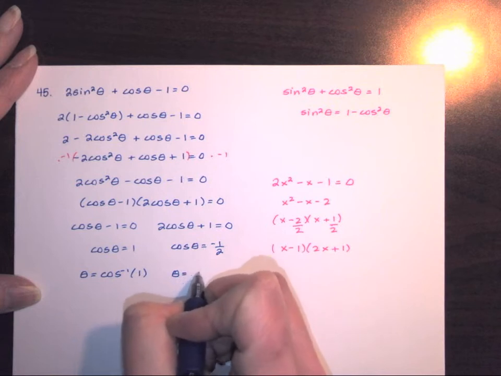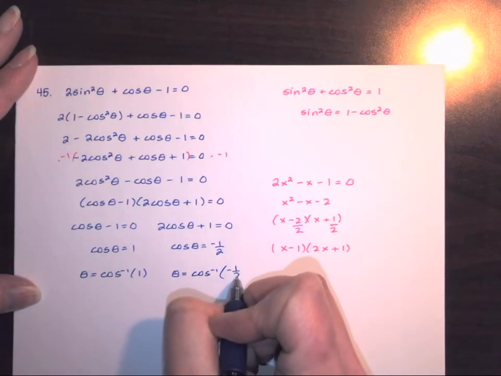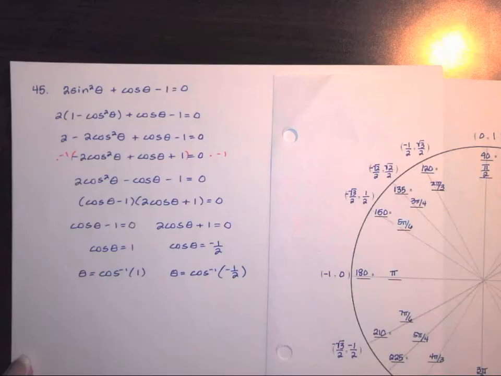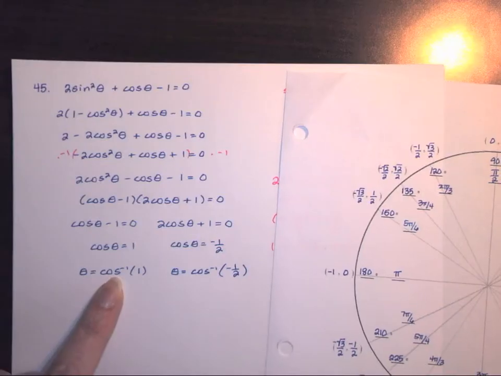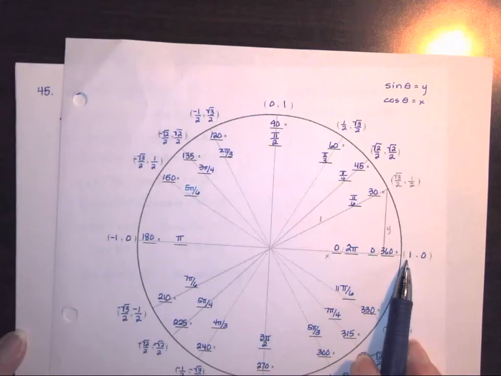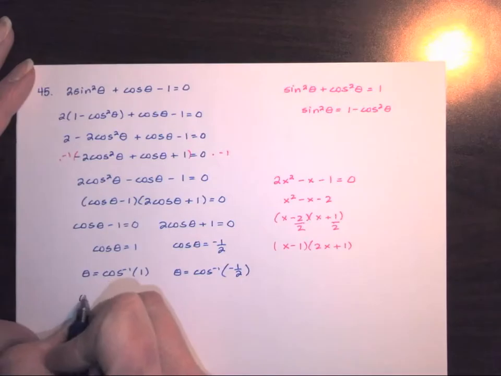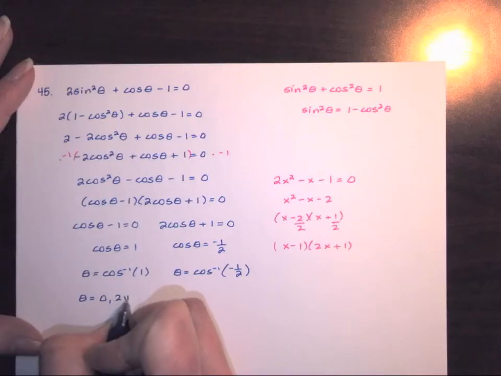Theta equals inverse cosine negative 1/2. So now you need your unit circle. Let me grab my unit circle right here. Take a look at this. All right, my cosine is an x value. I need where my x values are 1. My x value is 1 right here. So that is at 0 and 2 pi. All right, so theta equals 0 and 2 pi there.